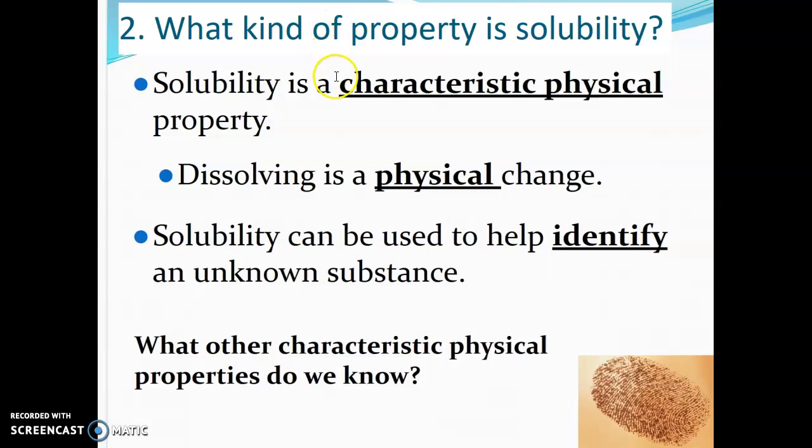Specifically, solubility is a characteristic property. That means we can use solubility to help identify unknown substances. Other characteristic physical properties we learned about are density, melting point, and boiling point.